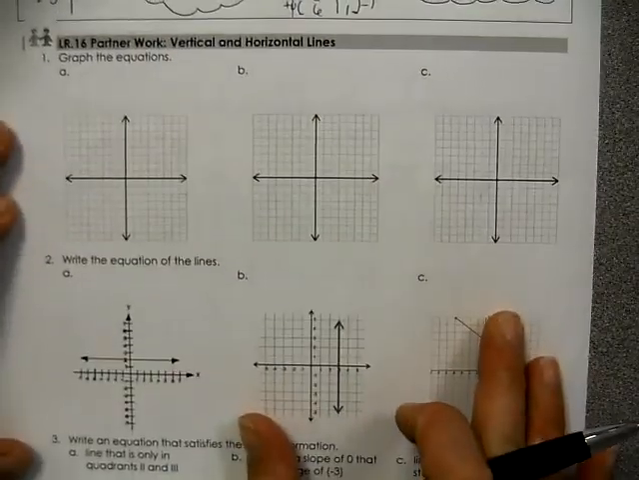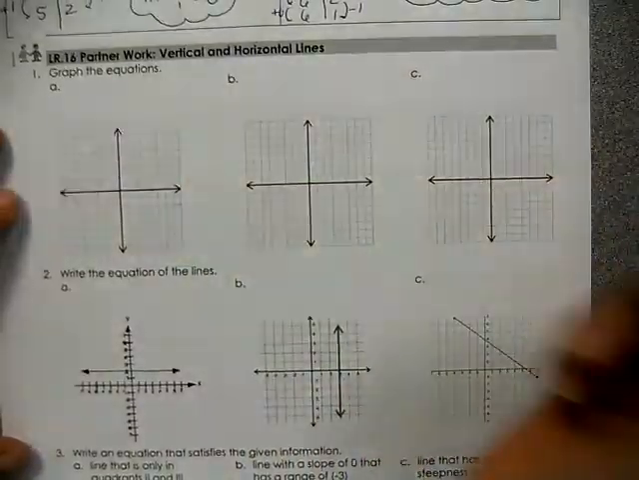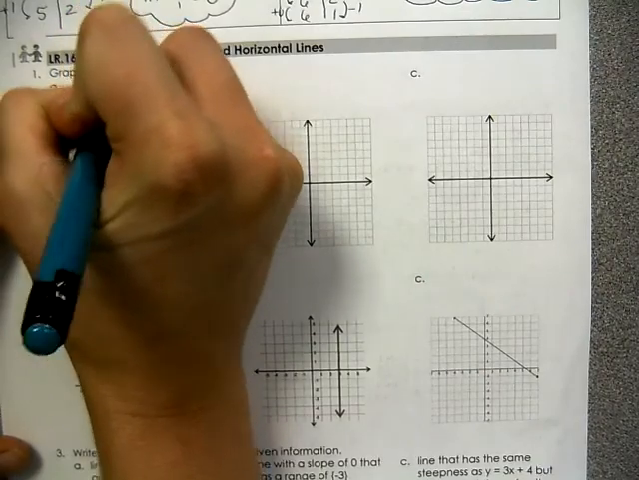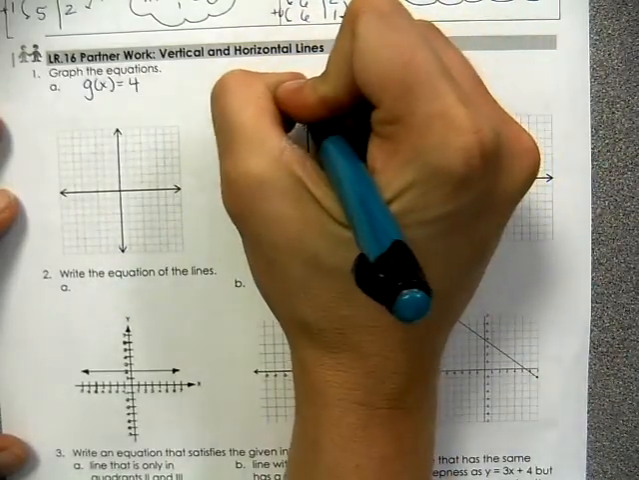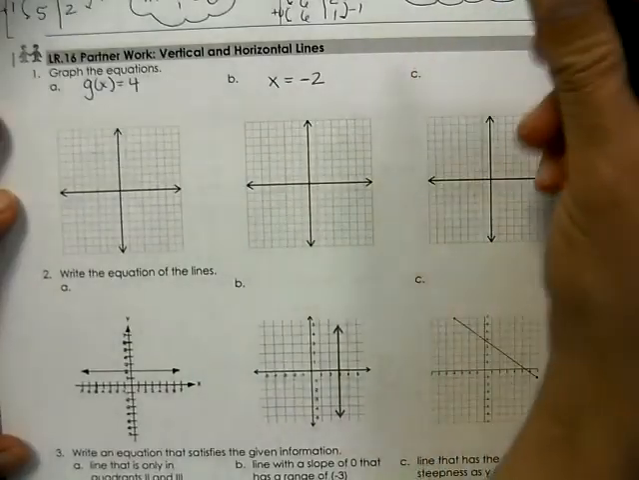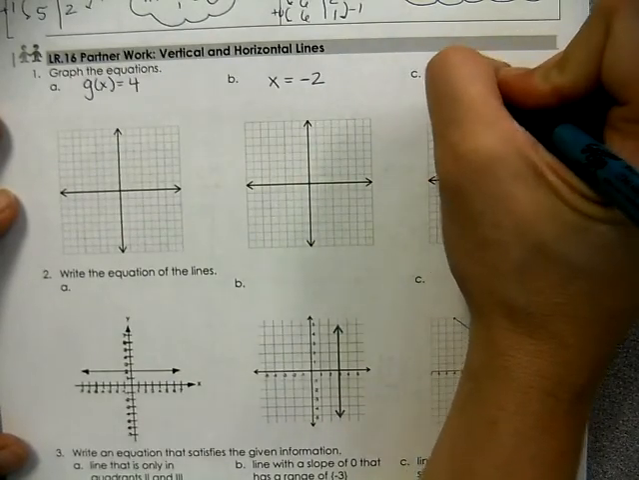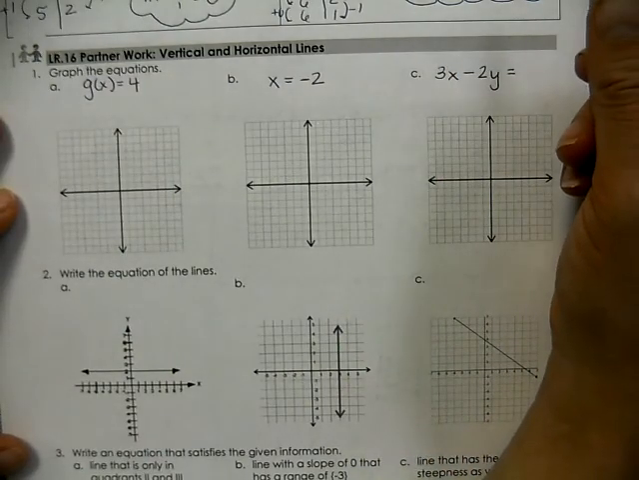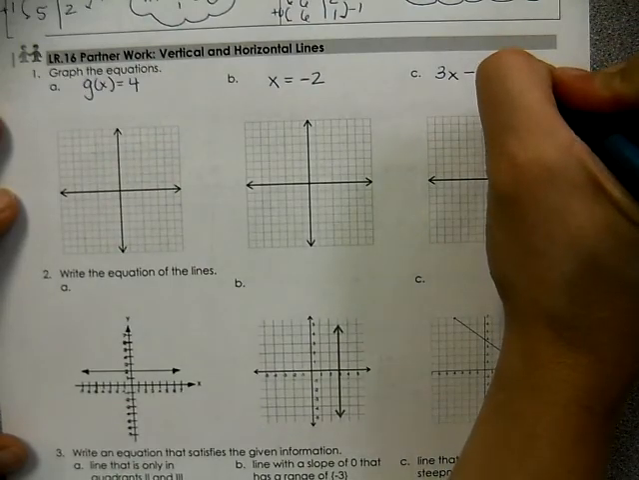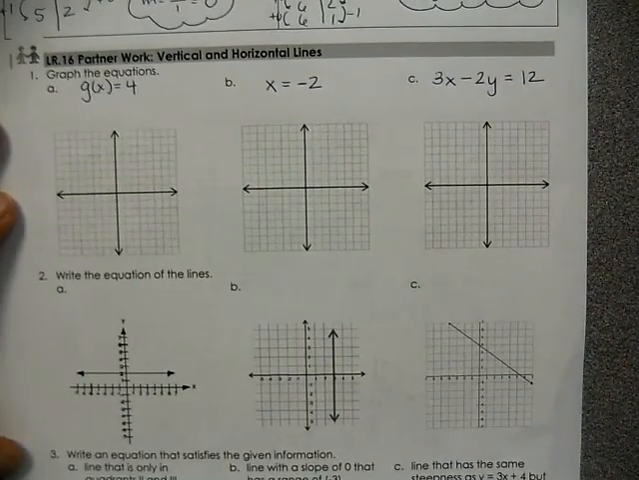So for the partner work, what I want you to do is first start this on your own. So take a minute to try this on your own, and then when you and your partner have both tried it, check your answers. So for number 1, I want you to graph g of x equals 4, x equals -2, and 3x minus 2y equals 12. Go ahead and try graphing these on your own right now and pause the video.